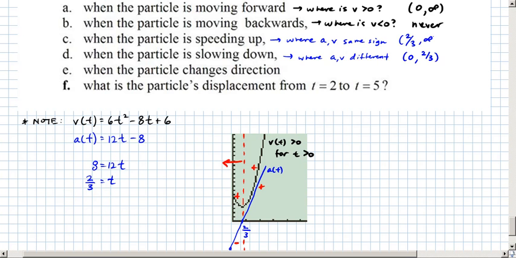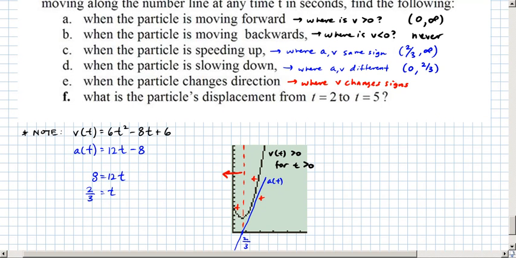Okay, so sorry, I misspoke a minute ago. When the particle changes direction, that's the question for E. We're being asked to find where it changes direction. Even though it slows down when it gets to 2/3, it's still moving forward. And so once it gets to 2/3, it speeds up again, but it's still moving in the forward direction. Again, a simpler way of saying that is, where does the velocity change signs? It never changes signs, so the answer to this is never.